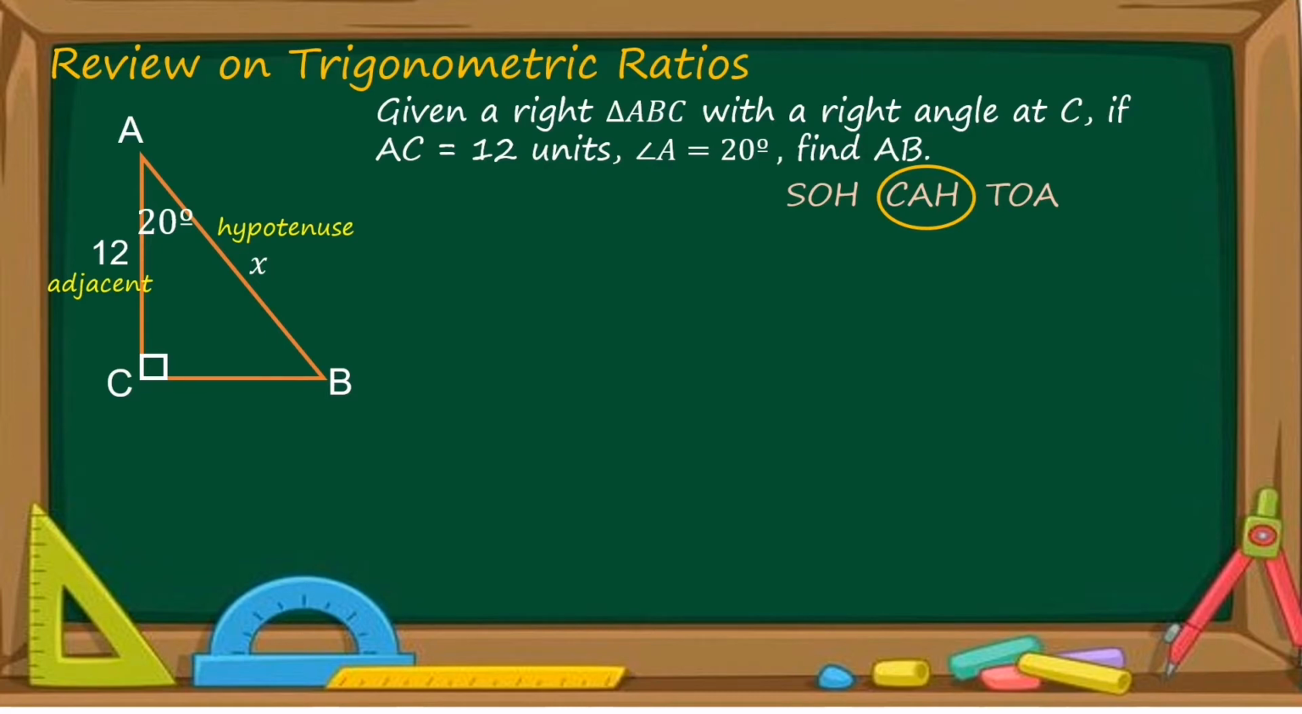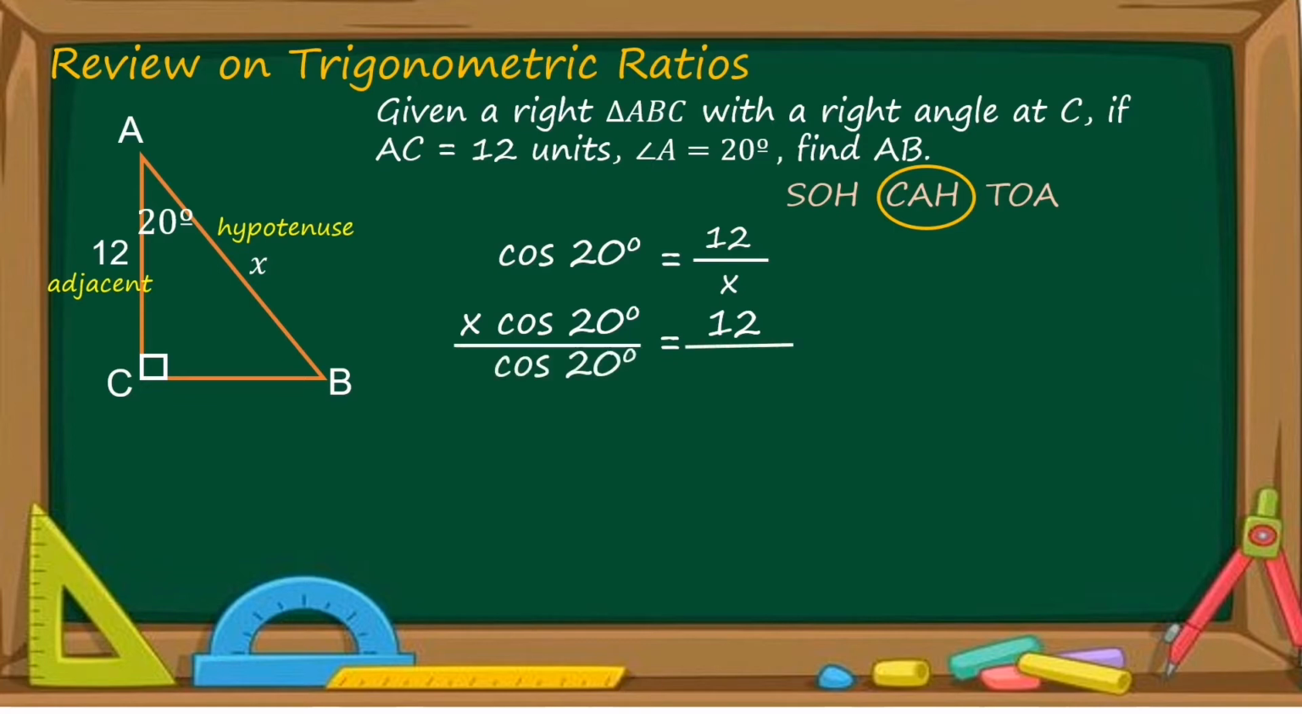Now, let us form our equation. That is cosine 20 degrees is equal to 12 over X. By cross product, this equation will become X times cosine 20 degrees is equal to 12. To eliminate cosine 20 degrees, let us divide both sides of the equation by cosine 20 degrees.